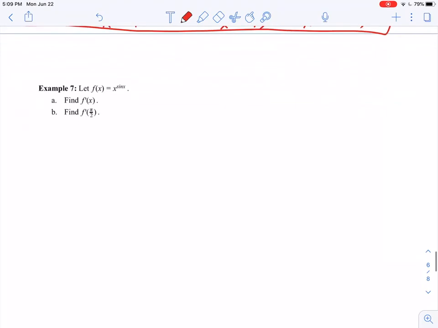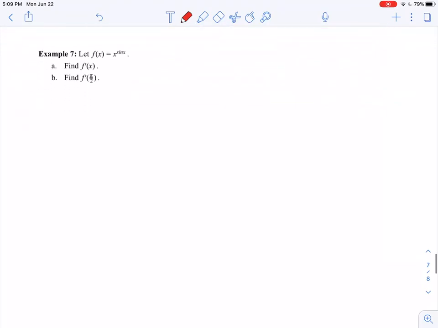Looks like a fairly simple function. Here it says let f of x equals x to the sine of x power. Notice in this case, I'm not saying use logarithmic differentiation to find the derivative. In some cases, I will say, and on the exam, I will include at least one question that says use logarithmic differentiation. And I expect you to use logarithmic differentiation. If you don't, you will not receive credit for that problem.